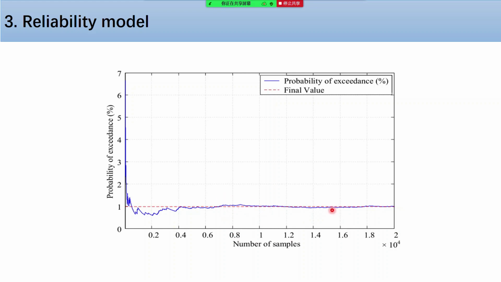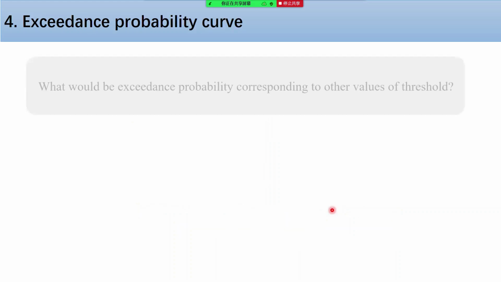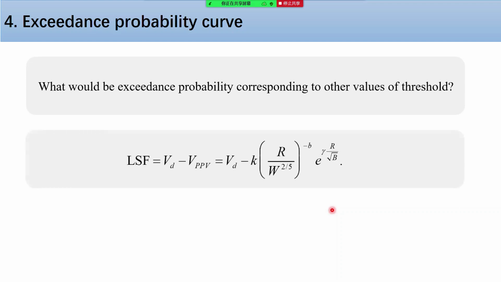So it just ensures that the failure probability we calculated is accurate. But the next step is to go beyond the calculation for one threshold, and we calculate it for different thresholds. This is just the other stuff I showed you. What we are going to do is to make the R a decision variable. We are going to change this one and then repeat the Monte Carlo simulation.